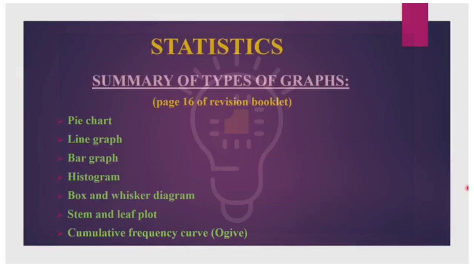Well, what are we talking about? Well, we're talking about the following graphs that we find on page 16 in our revision booklet. Pie charts, line graphs, bar graphs, the histogram, you may remember doing this in grades 10 and 11, then the box and whisker diagram, the stem and leaf plot, and particularly from grade 11, the cumulative frequency curve, which is known as the ogive. Those are very important concepts.